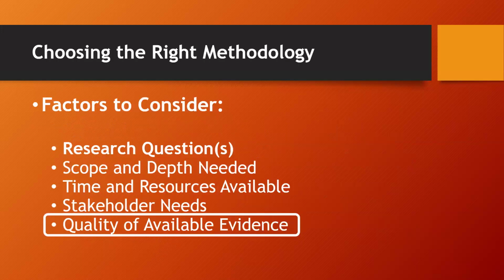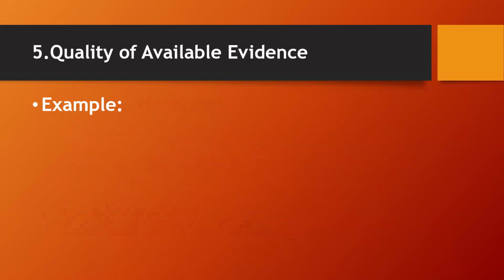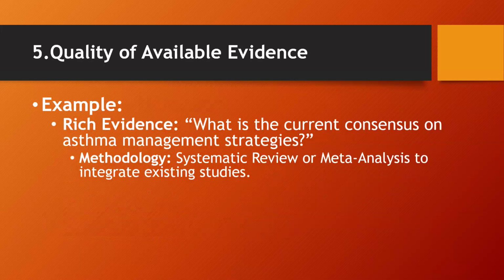Another one is the quality of available evidence. It is the strength and the reliability of the existing research on the topic. It determines whether a comprehensive synthesis or an initial exploration is needed. So here are some examples.